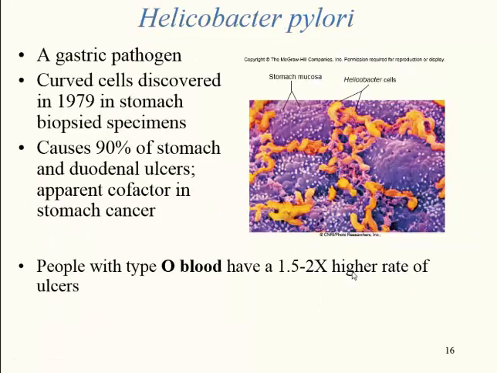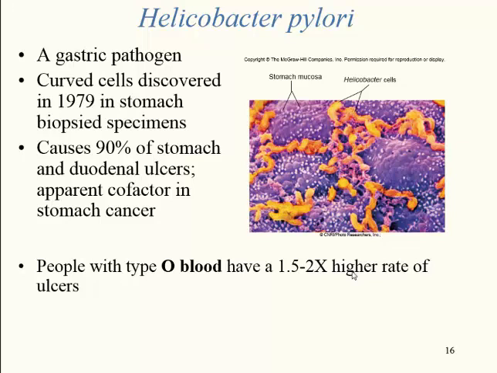Helicobacter pylori. Finding this particular bacteria in 1979 has changed the way we think about ulcers and stomach issues. So 90% of all stomach ulcers are actually caused by H. pylori. In particular, I find it very interesting that people with type O blood actually have a nearly double incidence rate than that of people with type A or AB.